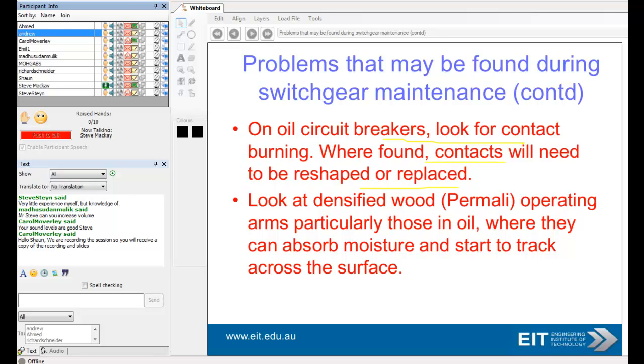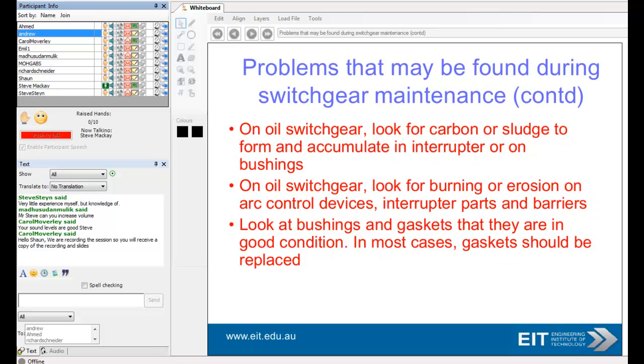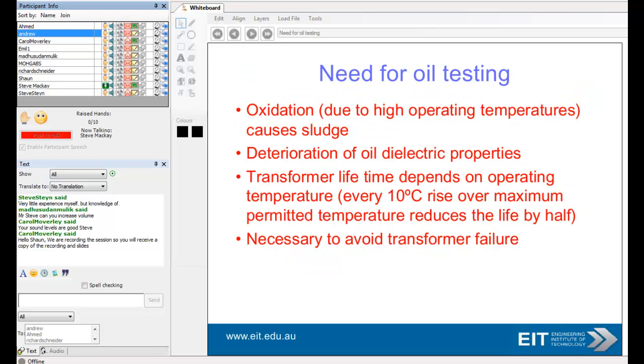Other problems to look for are contact burning. Contacts need to be reshaped or replaced. That's mainly OCBs, oil circuit breakers, and densified wood, where it has absorbed moisture and starts to track across the surface. Those are all potential problems. On oil switchgear, which I don't think many old sites have, so you probably won't come across it that often, look for carbon or sludge and burning and oil erosion. And check that the bushings and gaskets are in good condition. Those are the things you'll be inspecting for.